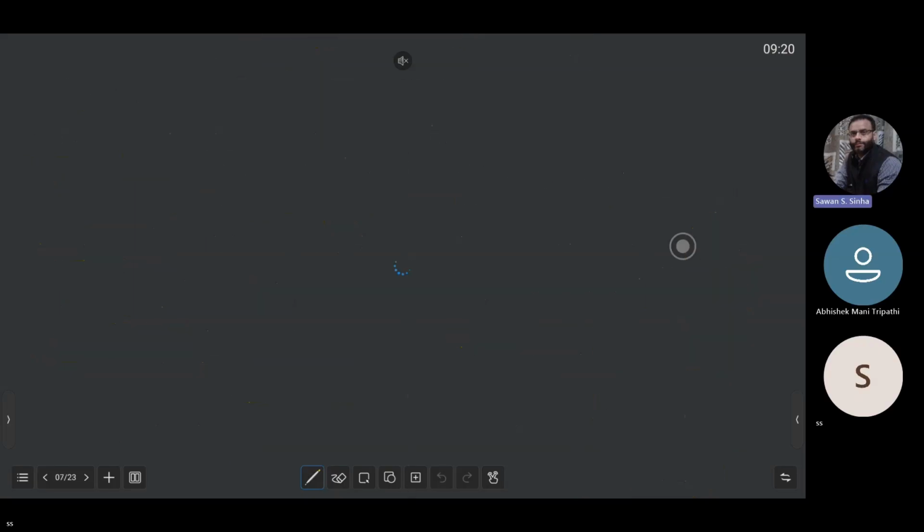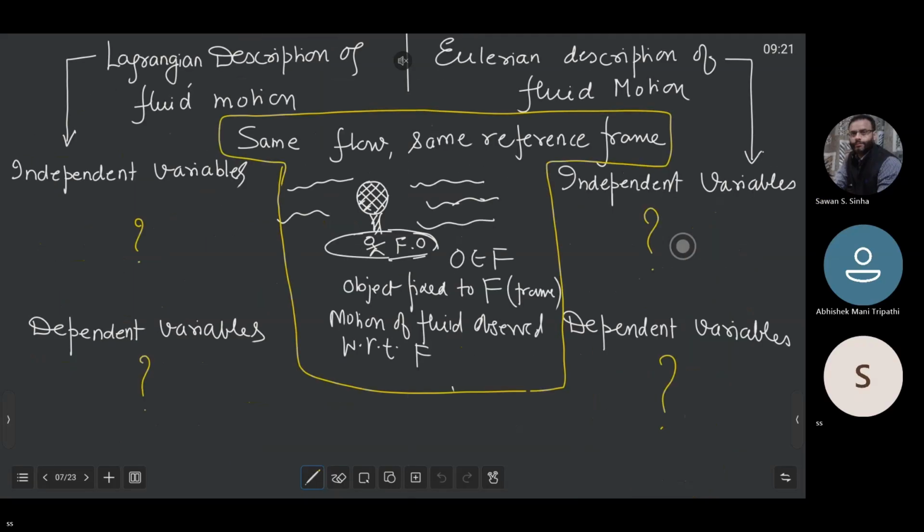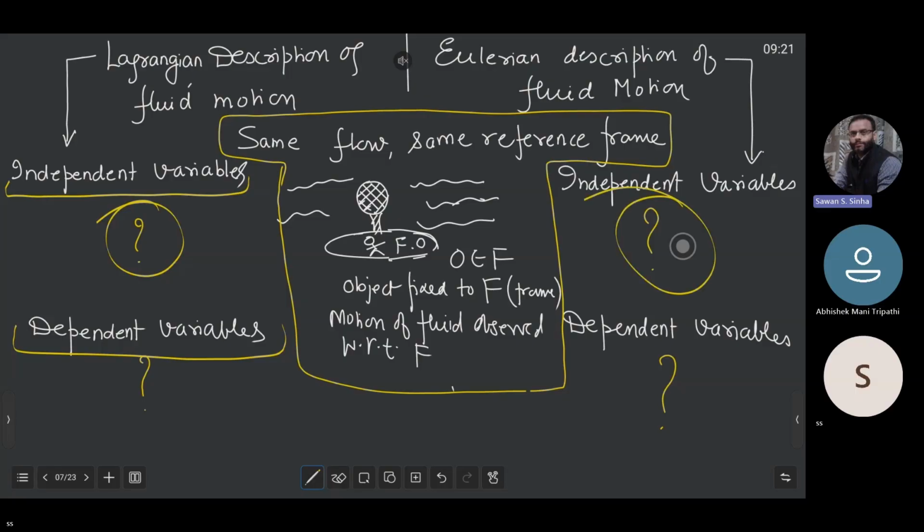Lagrangian and Eulerian. When we talk about the Lagrangian description of fluid motion or the Eulerian description of fluid motion, keep in mind that the difference in these descriptions is simply because of the choice of independent and dependent variables. Here I will choose some independent variables that will make it Lagrangian. If I change the way I choose my independent variables, it will become the Eulerian description. What those differences will be, I'll talk about in a little while. But keep in mind that this adjective is about description.